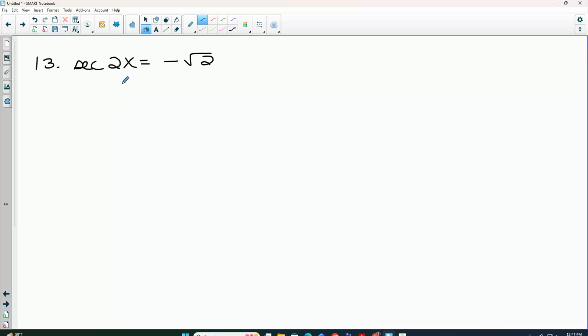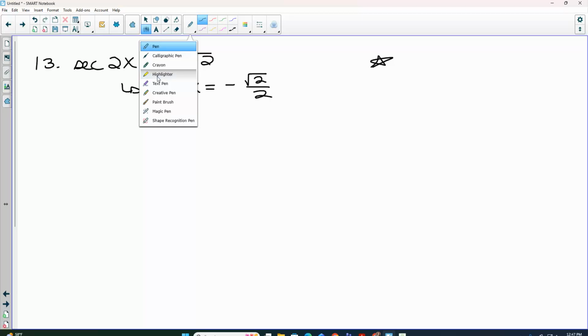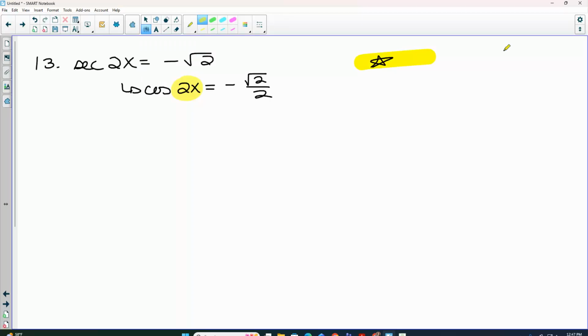If you're not comfortable with secant, you could rewrite it. That means cosine is what? 1 over the square root of 2 turns into radical 2 over 2. Okay, first of all, when we see a 2x, what does that tell us? Double solutions.